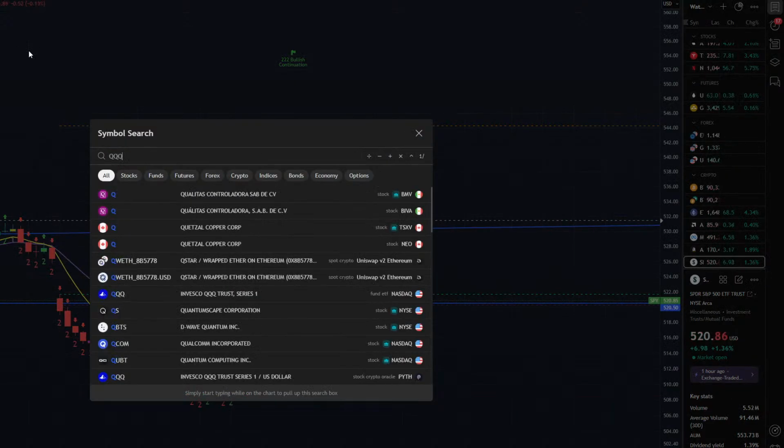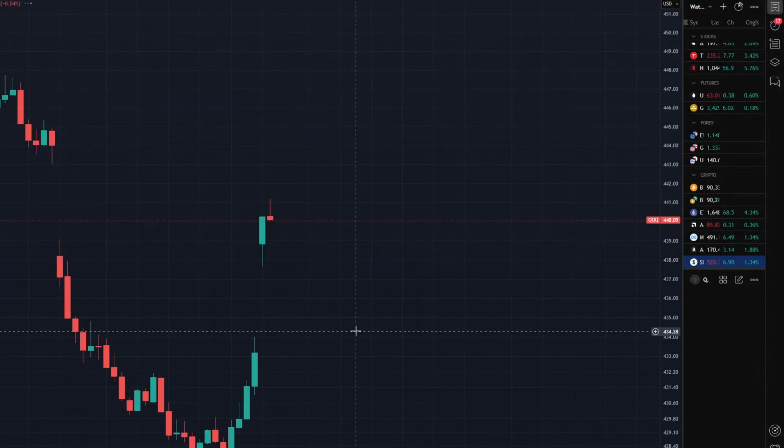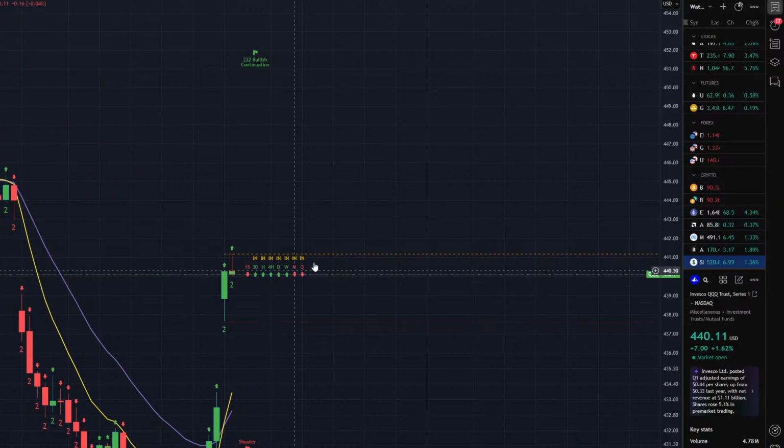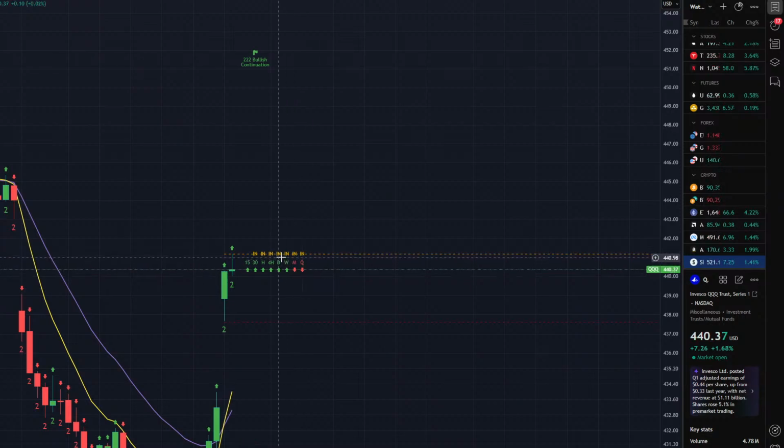Like QQQ, I'm sure QQQ is probably doing the same thing. Yeah, same situation here. We got to this 440 area, tried to break above 441, seeing some resistance. So that's going to be a real indicator to see what's going on. Once we break this 441, it's probably going to target 442, 442.50 after that. But it's going to be real interesting to see what we do there.